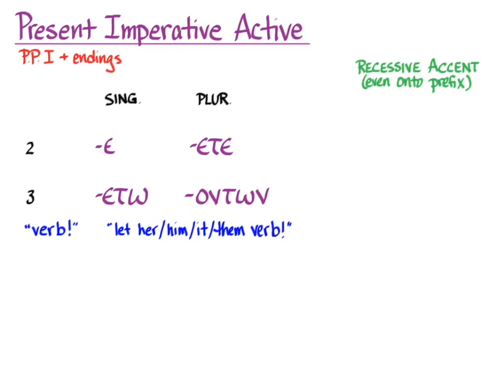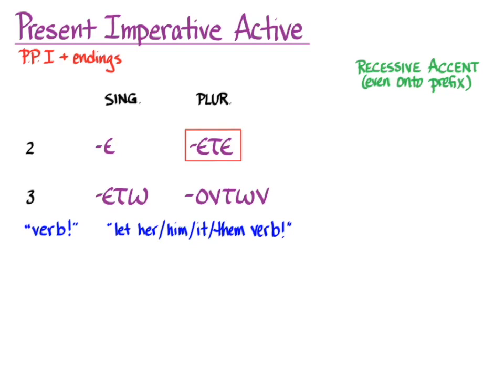Recessive accent, even onto the prefix, despite what you've learned about compound verbs. So the general rule for compound verbs is that the accent doesn't recede beyond the main part of the verb or the augment, but in an imperative verb, it can go even onto the prefix.